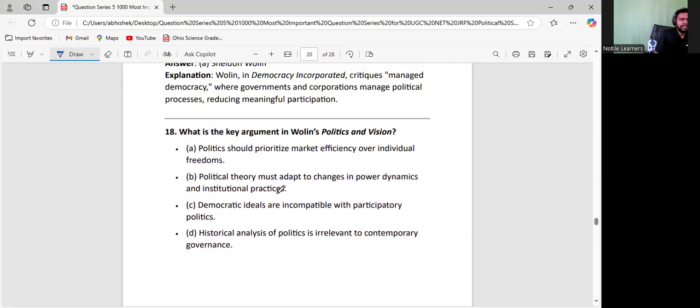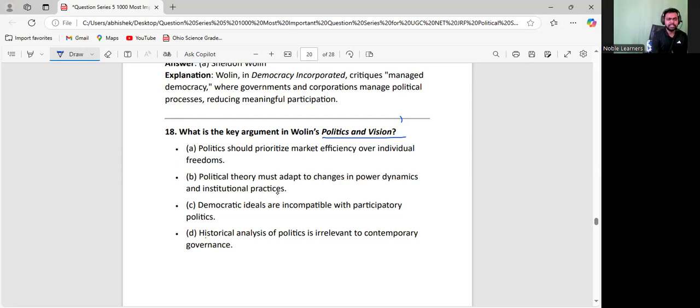Okay, which is the key argument in Wolin's Politics and Vision? First of all, this is a very important book for UGC NET, so you must remember this. Politics should prioritize market efficiency over individual freedoms. Political theory must adapt to changes in power dynamics and institutional practices. Democratic ideals are incompatible with participatory politics. Historical analysis of politics is irrelevant to contemporary governance. This is a really, really important question that we have to understand. First of all, let us understand each and every statement before answering this one. Historical analysis of politics is irrelevant to contemporary governance.